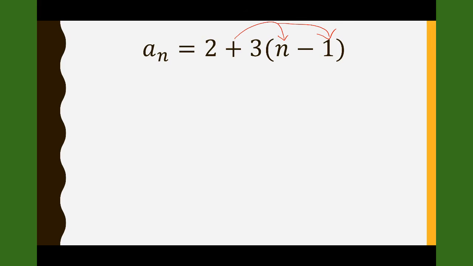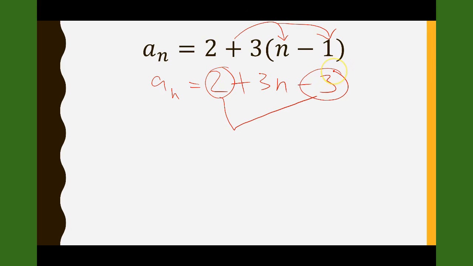Distribute means we multiply the 3 to the inside. So this now becomes plus 3n, 3 times negative 1, minus 3, and we copy the 2 in front. So A sub n equals 2 plus 3n minus 3. Combine like terms, 2 and negative 3. Our final answer will be A sub n equals negative 1 plus 3n.